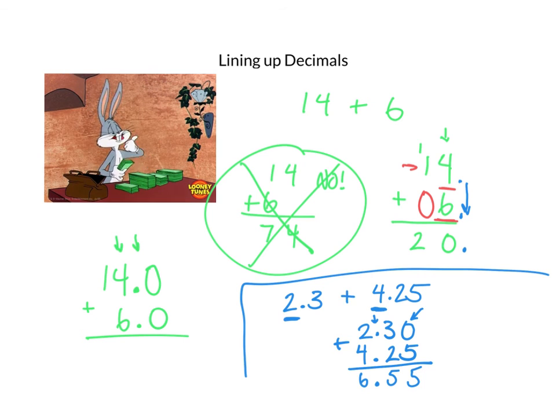The importance of lining up the decimals is so that the place values are lined up in our numbers and we're adding the like place values. So we're adding the ones to the ones and the tens to the tens and the hundreds to the hundreds. And after the decimal, we'll be adding the tenths to the tenths and the hundredths to the hundredths and the thousandths to the thousandths, etc.